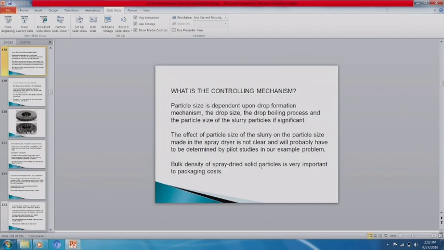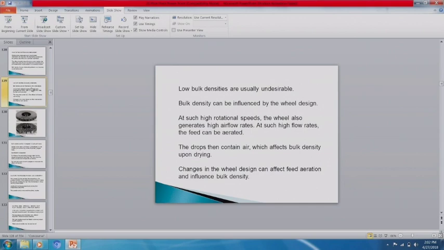Bulk density of spray dried particles is very important in packing costs. Low bulk densities are not desirable. That means you have a lot of volume but no weight. Bulk density can be influenced by wheel design. What happens at very high rotational speeds is that wheels generate high flow rates of air. At such air flow rates, the wheel feeds become aerated, right? Drops then contain air, which affects bulk density. Changes in wheel design can affect feed aeration and the influence on bulk densities.